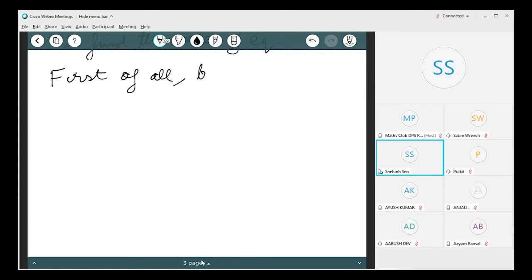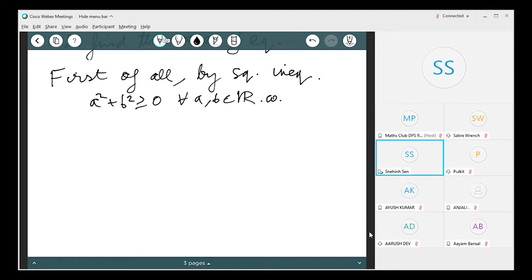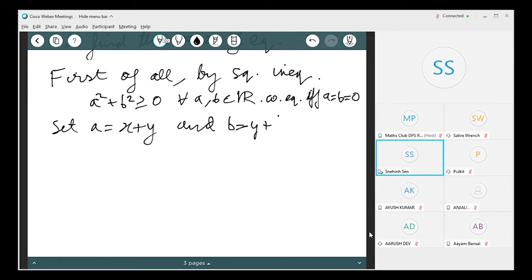by square inequality, you guys write it in full form. I'm just using some abbreviations over here. a square plus b square is greater than or equal to 0 for all a, b belonging to R, with equality if and only if a equals b equals 0. Set a equal to x plus y and b equal to y plus half over here.